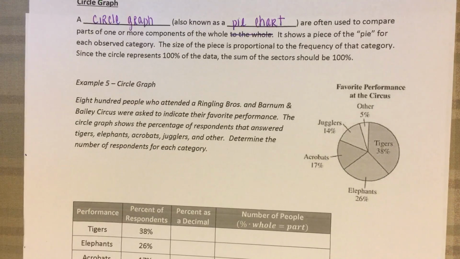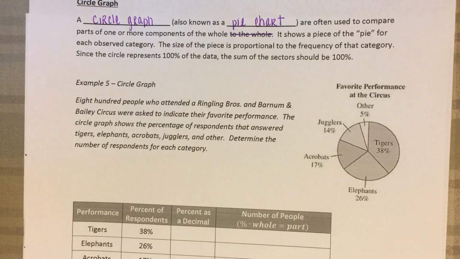Okay. So in this last example, 800 people who attended a Ringling Brothers and Barnum and Bailey circus were asked to indicate their favorite performance. The circle graph shows the percentage of respondents that answered tigers, elephants, acrobats, jugglers, and other. Determine the number of respondents for each category.